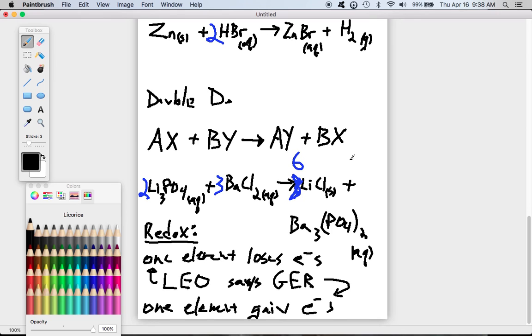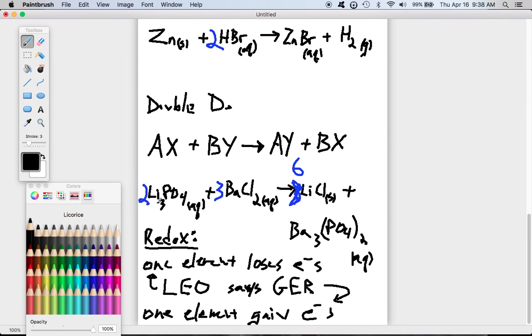Double displacement. Let's take a look at that one. Lithium here is +1, right? Phosphate is -3. Barium is +1. Actually, barium in this case is +2, I'm sorry. And chlorine's -1, right? But if I look over here, lithium is +1, chlorine's -1, and phosphate is still -3, and barium's still +2. So there's no exchange of electrons in this reaction. They just switch places. The electrons don't go anywhere. They don't switch elements; it's that the partners switch.